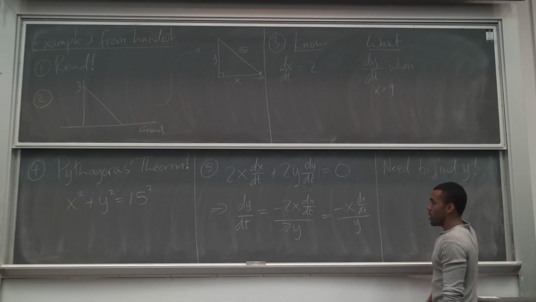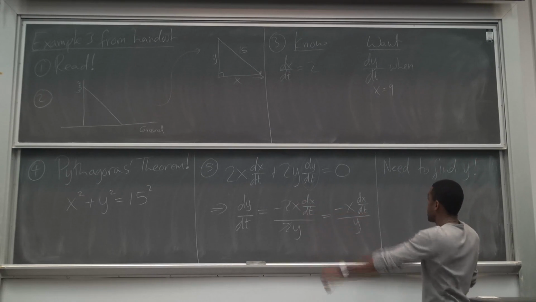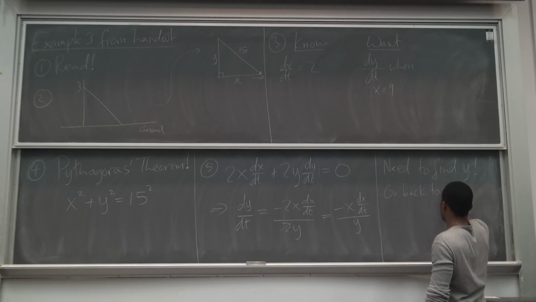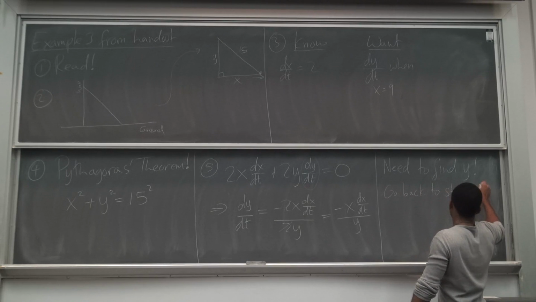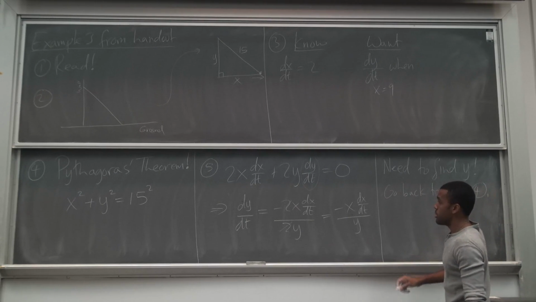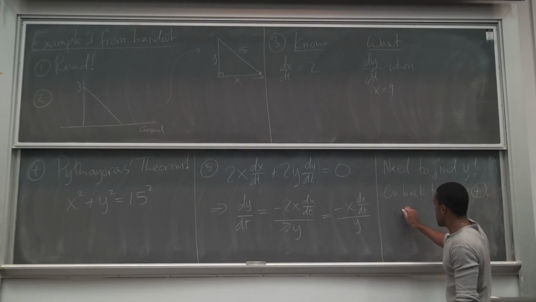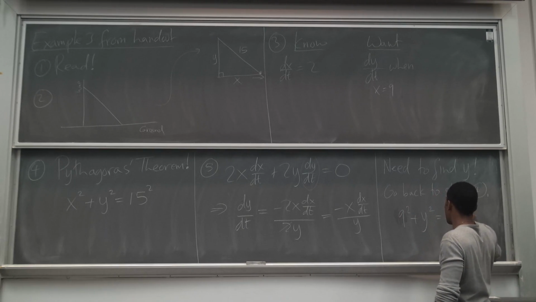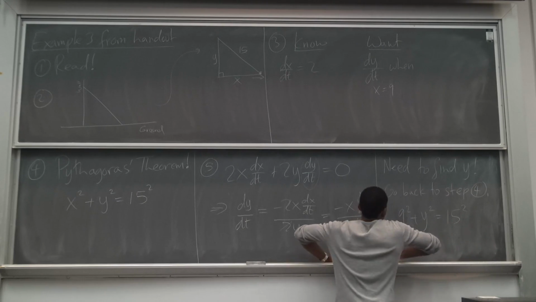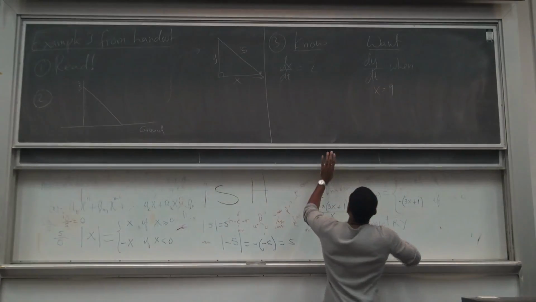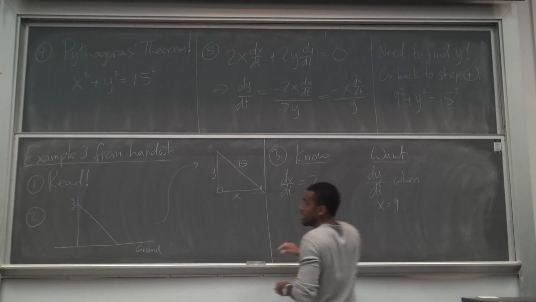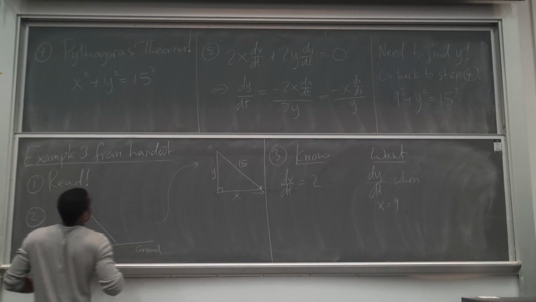We need to find y. How do we find y? Well, go back to the equation, go back to step 4. So what happens is, I have 9 squared plus y squared equals 15 squared. Okay, who can tell me what y is quickly?